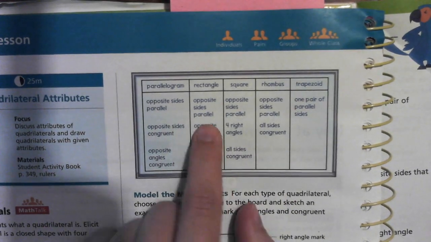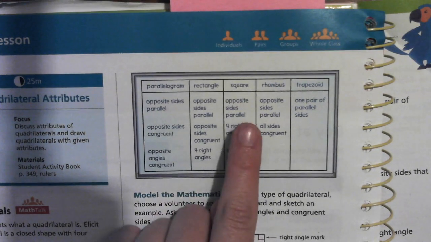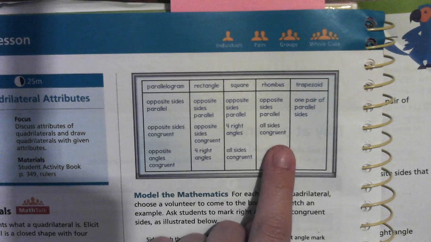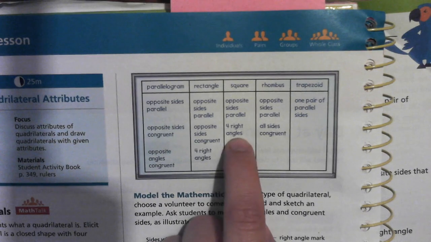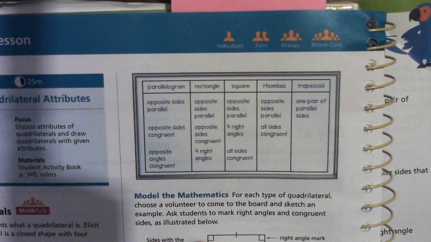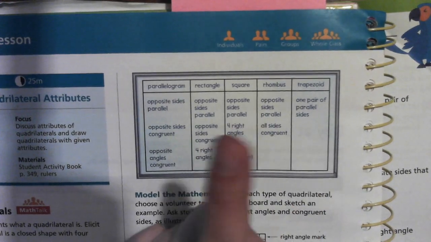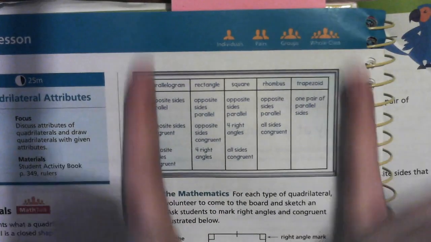So a rectangle is a parallelogram, just like a square is a rhombus. You can't go the other way because a square has to have 4 right angles. A rhombus does not. Lastly, we have a trapezoid that has 1 pair of parallel sides. So that means only 1 pair of the sides will never touch. The other ones might eventually.